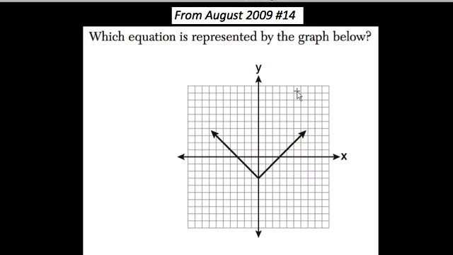Okay, so they want to know which equation represents this graph, and the way they say it is, which equation is represented by the graph below. So which one of these actually would help you plot this graph right here?